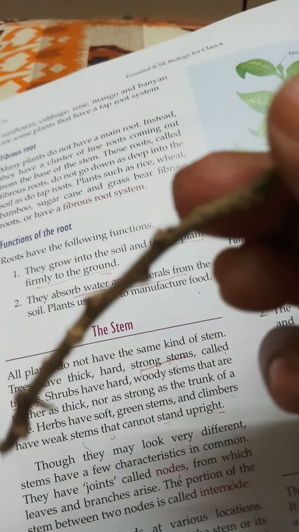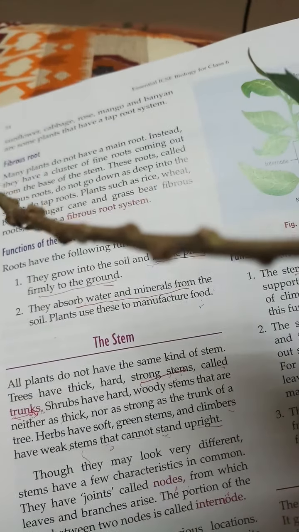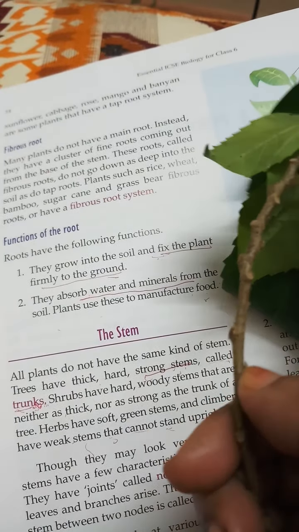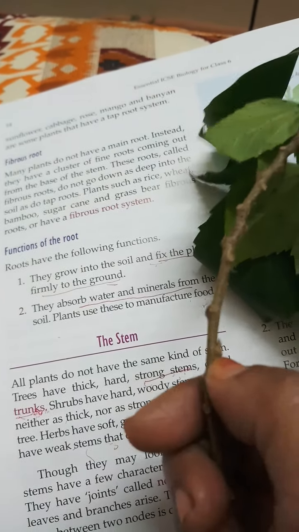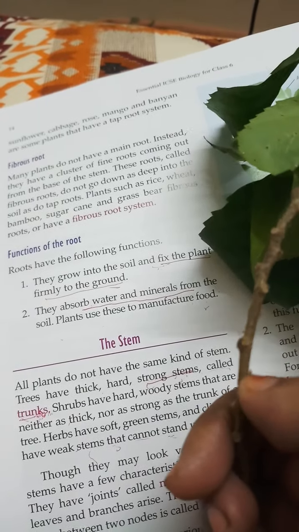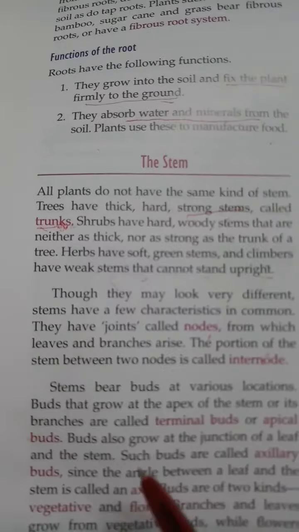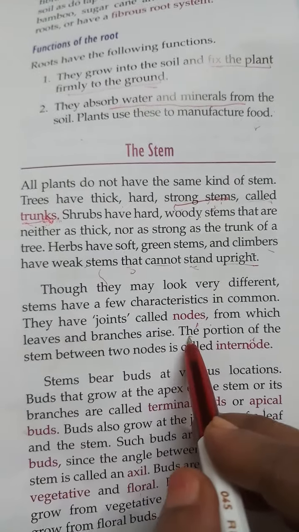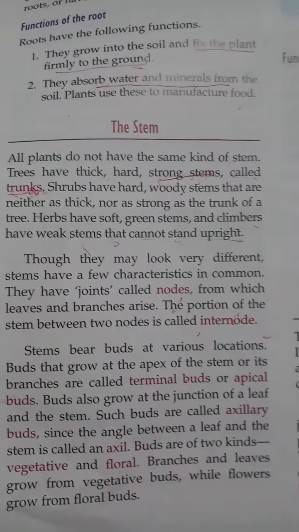Nodes are the scars present on the stem where leaves arise, and in between two nodes we can see the internode. Nodes are the bulged portions here. The node is where leaves and branches arise. The portion of the stem between two nodes is called the internode.